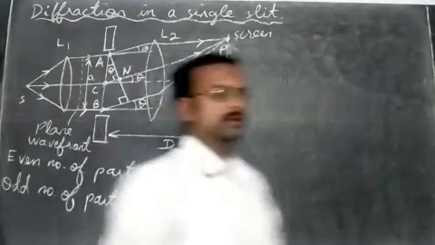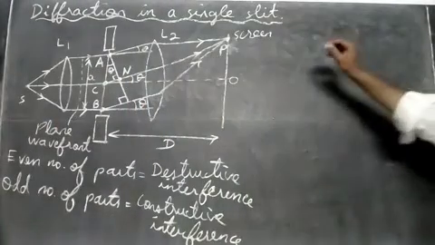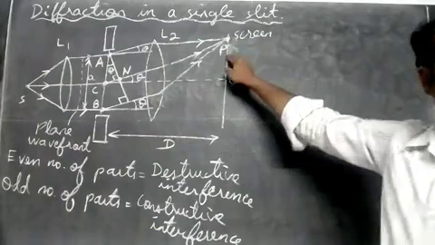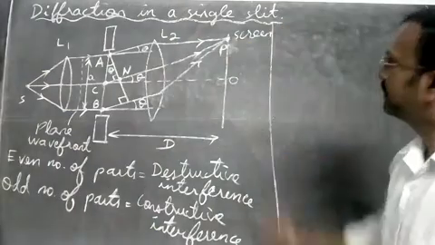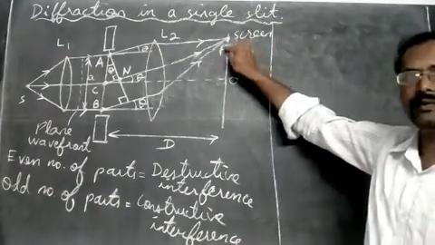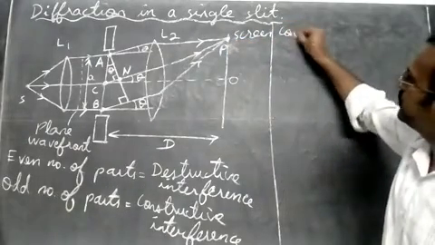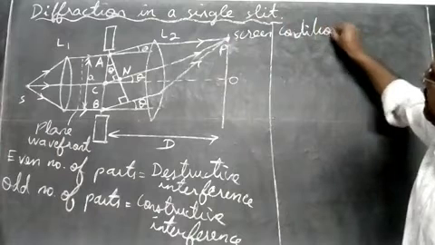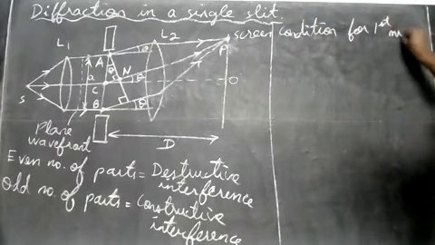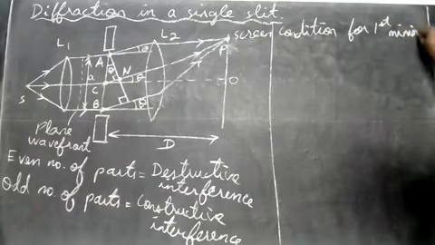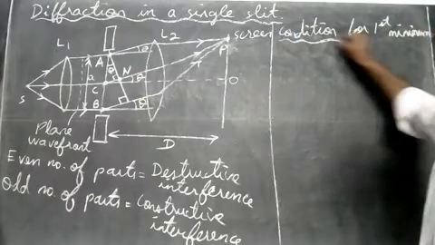Okay, so this is one thing. Now let's take one thing. Should this point P be bright here, or must it be dark first? We'll take the condition for the first minimum here. This point P should be dark. Let's see the condition for the first minimum.